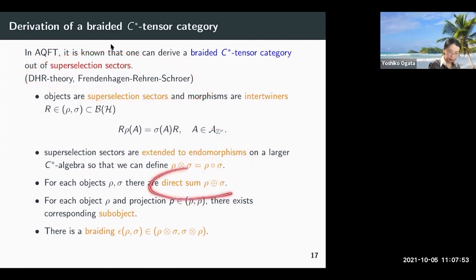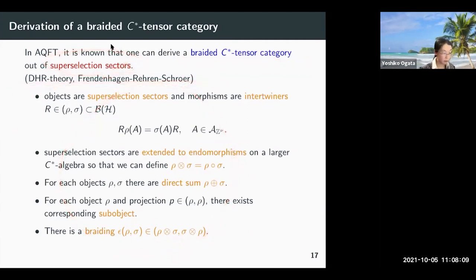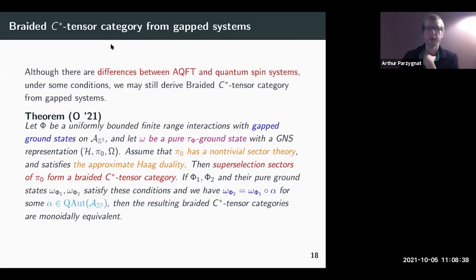Furthermore, you can define direct sum, sub-object, and grading. So all the structure called a graded C* tensor category can be derived out of this superselection sector based on DHR theory. The setting of AQFT is a little bit different from our setting, so technically we need to work with a slightly different thing, but nevertheless the basic recipe works for quantum spin systems, and we can derive such a thing out of our gapped ground state cases. I see. Thank you.